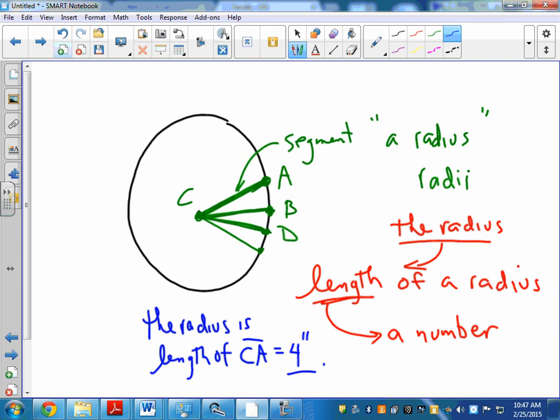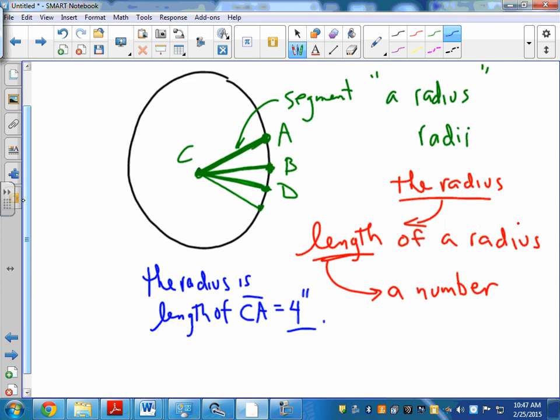There's a couple of ideas that go along with this. The first one is that all radii of a circle are equal. So these infinite number of radii, right, all these radius segments, they're all the same length. Makes sense because the points on the circle are equidistant from the center. So that makes sense. The next idea is a chord, C-H-O-R-D.